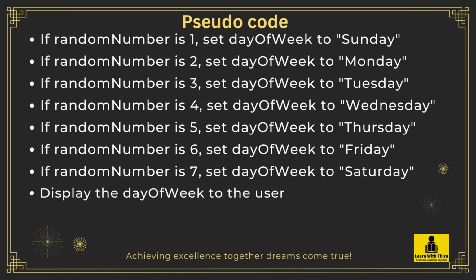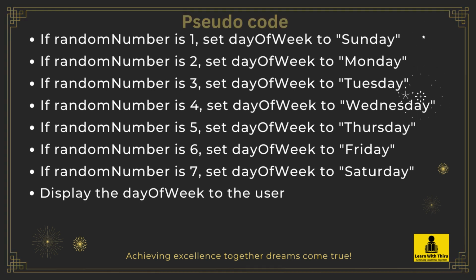If random number is 5, set day of week to Thursday. If random number is 6, set day of week to Friday. If random number is 7, set day of week to Saturday. Display the day of week to the user.